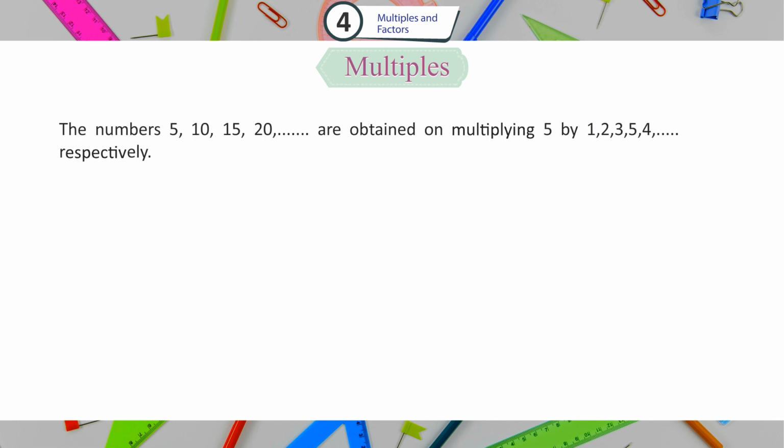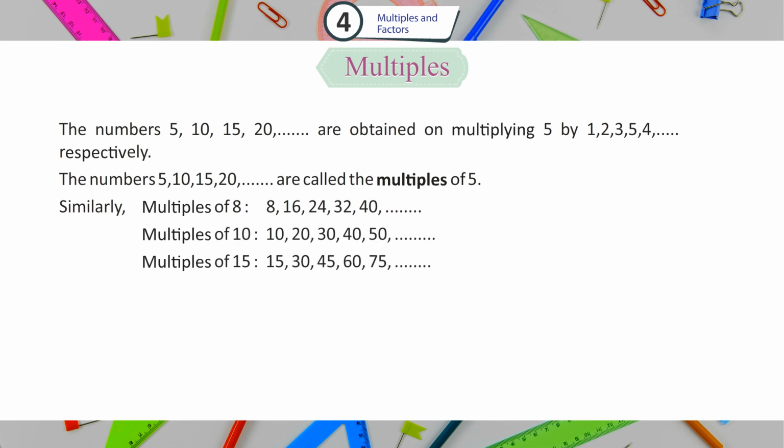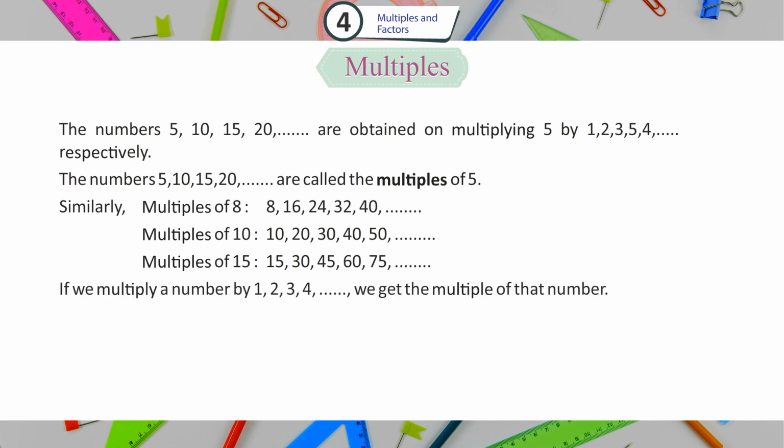The numbers 5, 10, 15, 20, and so on are obtained on multiplying 5 by 1, 2, 3, 4, 5, and so on respectively. The numbers 5, 10, 15, 20 are called the multiples of 5. Multiples of 8: 8, 16, 24, 32, 40. Multiples of 10: 10, 20, 30, 40, 50. Multiples of 15: 15, 30, 45, 60, 75. If we multiply a number by 1, 2, 3, 4, we get the multiples of that number.